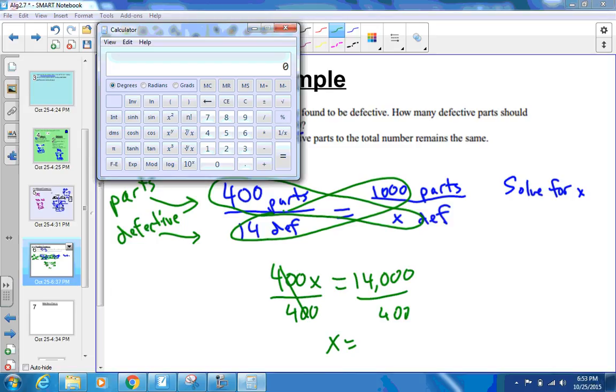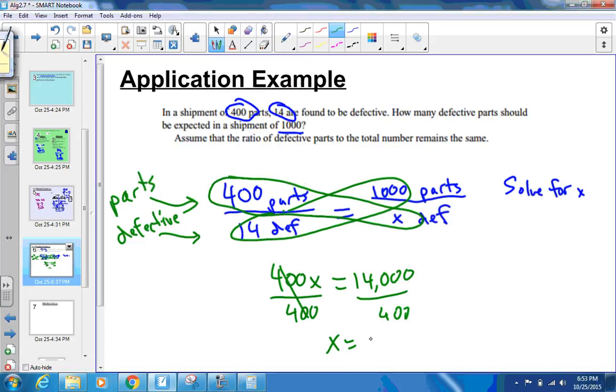All right, anyway, so we divide both sides. Let's do 14 divided by 400. It says 35. Yes, so x is 35. That means that if 1,000 parts were ordered, about 35 of them would be defective. So how many defective parts? I'll say 35 defective parts. Sorry, I was doing really bad math in my head. That's why I use a calculator.